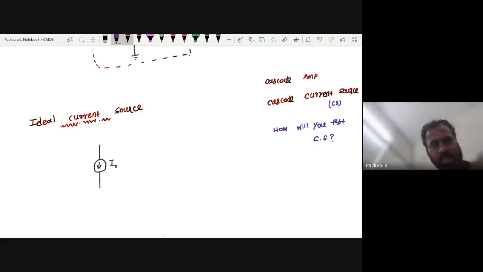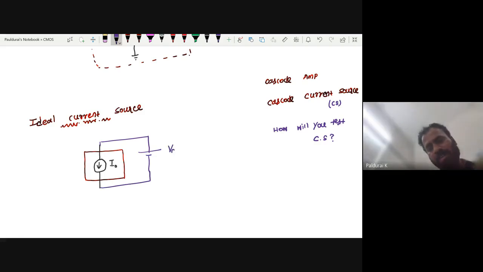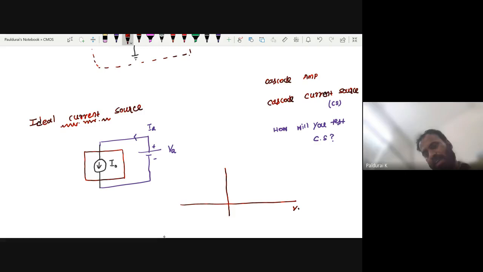It's quite interesting, right? For that, let me assume this is my current source. So what will you do? You want to apply some test signal, let me call it some VA, and because of this you will get some current IA. Now if you sketch the curve VA versus IA, anyone, what will you get?